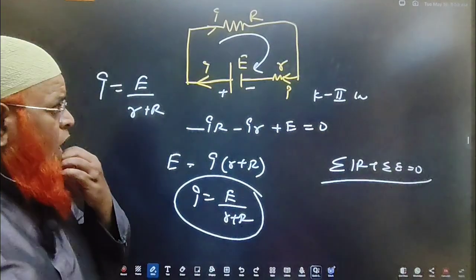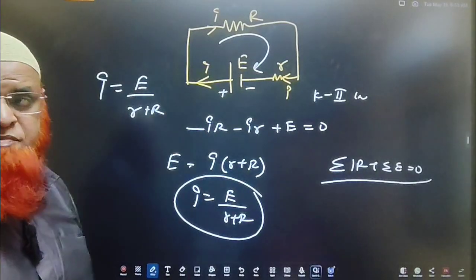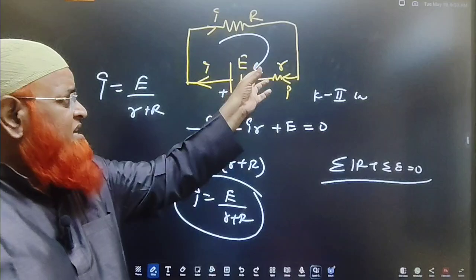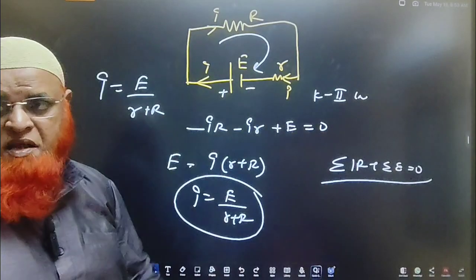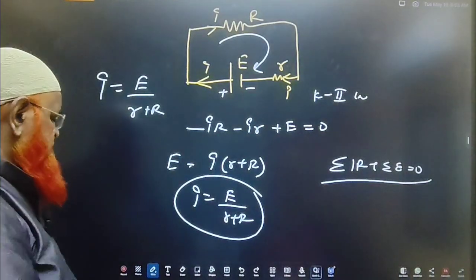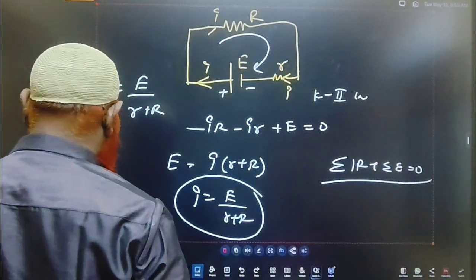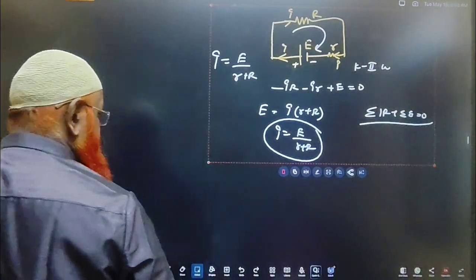That's it. Now, how to find out the internal resistance of this battery? Beside that battery, one small resistance will be there. What does it mean? That is the resistance of the battery only. So how are you going to find out the internal resistance of the battery? Yes, let me discuss that. Now, the internal resistance of a battery.